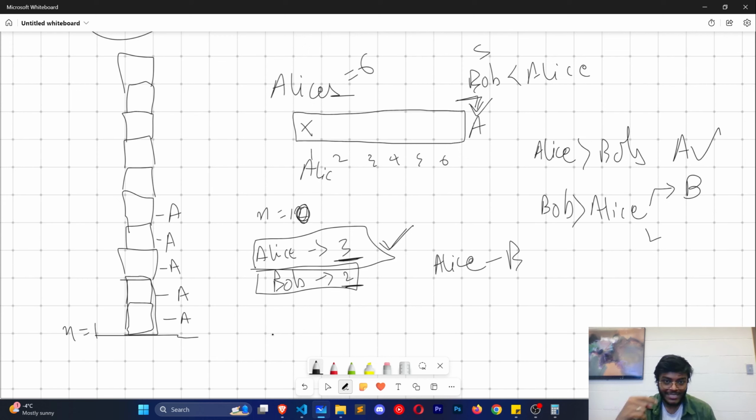Alice takes the first move. If n is less than or equal to Alice's number of stones, Alice can just take every stone and she'll win. So if n is less than or equal to Alice, Alice wins. Else, sometime Bob will get his chance and he will beat Alice. So in that case, Bob would win. But the interesting case is when Alice equals Bob. What will happen then?